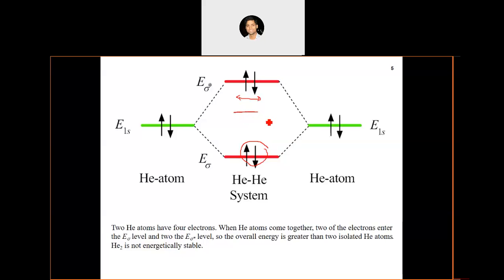I guess your question was whether they will be in phase and out of phase at the same time. The answer to that question is actually yes. There will be two electrons which will be in phase with each other, but at the same time there will be two electrons which will be out of phase also. And because of that the final configuration will have higher energy.